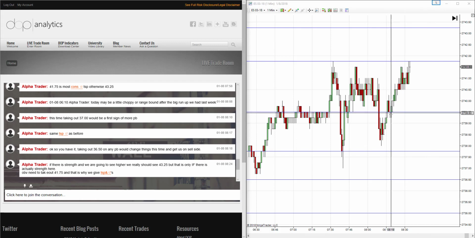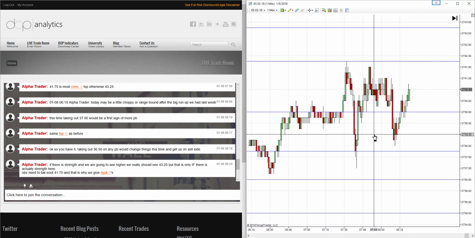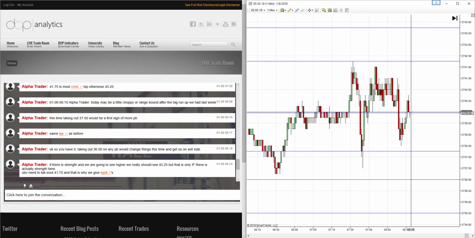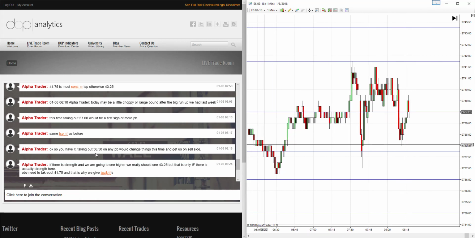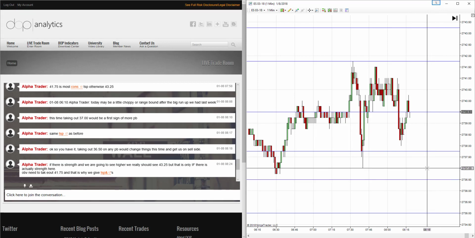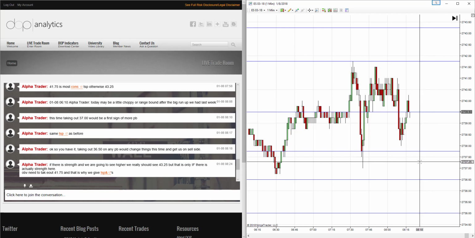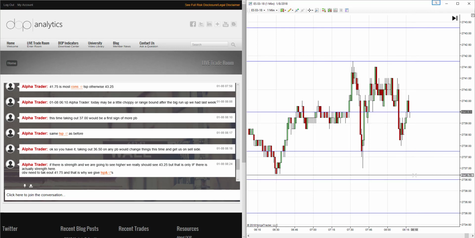At 8:18, where we're still sitting on this line, let me just rewind it to there. The comment is that you have it taking out 36.5 in any pullback. If any pullback takes out 36.5 down here, it's going to change our entire outlook for buy side, and now we're looking for sells. This is something we want to watch out for. If price comes back and takes out 36.5, we're going to flip things around and start selling.